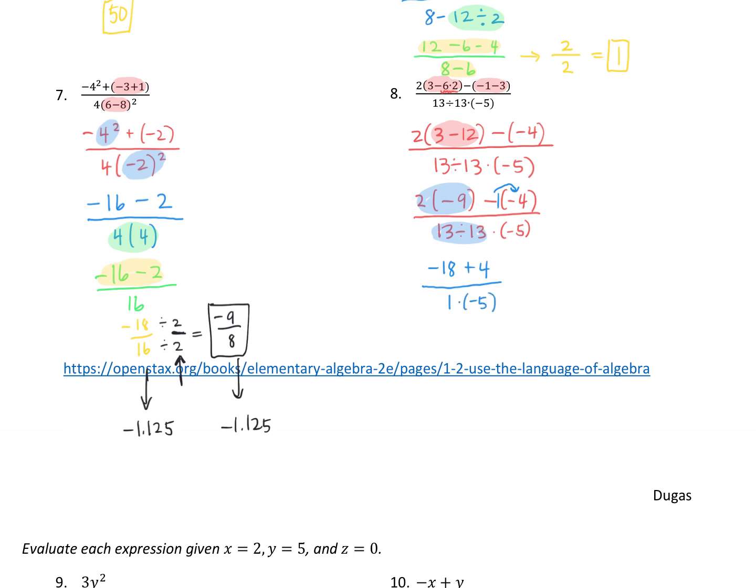All right, next, I'm still looking for multiplication and division. I still need to do this multiplication on the bottom. So on the top, I still have negative 18 plus 4 over 1 times negative 5 is negative 5. And then I'm looking for addition and subtraction. I see that I have that on the top. So negative 18 plus 4 is negative 14. And I have a negative 5 on the bottom. And two negatives in a fraction will cancel out and make a positive. So this is the same as 14 over 5. So that would be as simple as I could get it.